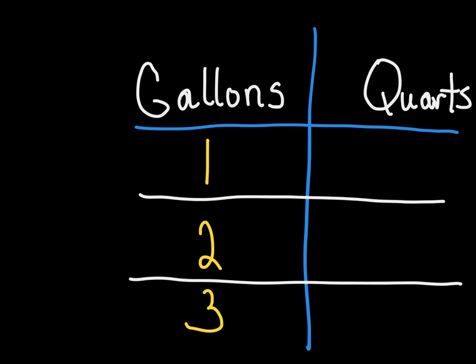All right, so now we have 1 gallon. They want to know 1 gallon is equal to how many quarts? Well, there are 4 quarts in a gallon. But what about 2 gallons? That would be 4 times 2, 8. What about 3 gallons? How many quarts? That would be 4 times 3 is 12.